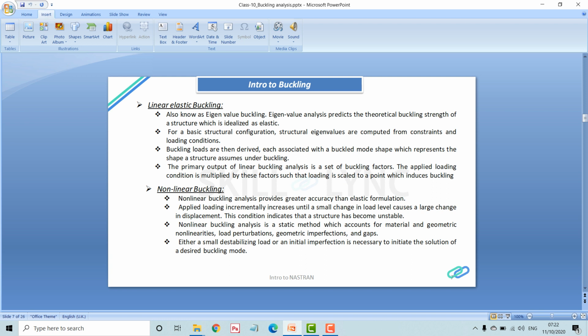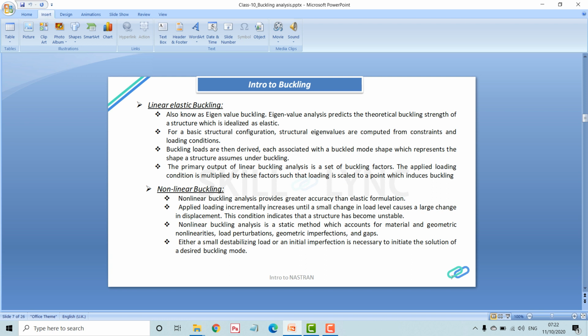So what we get from the FE tool is a typical buckling factor. We have to multiply these factors to the applied loading to understand the loading at which the buckling would initiate, where buckling would start.